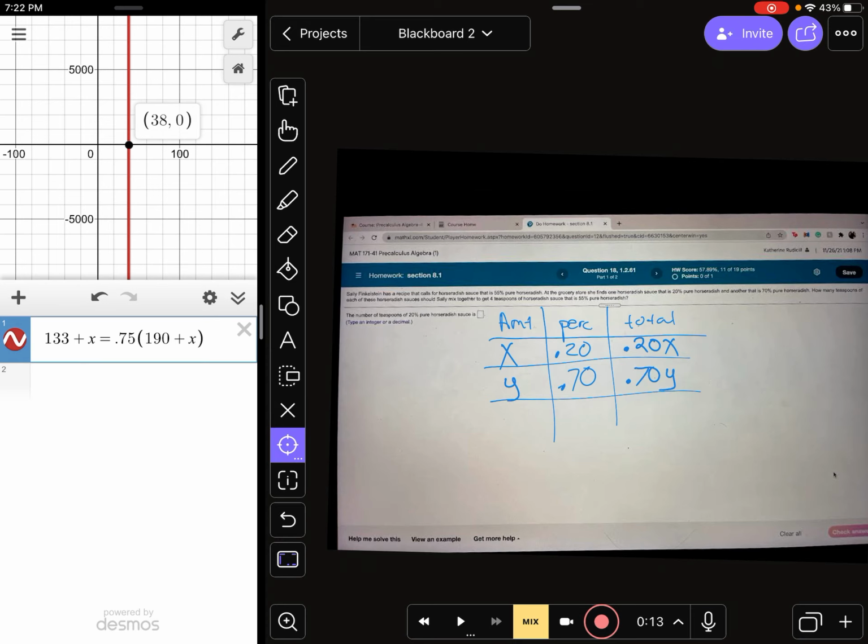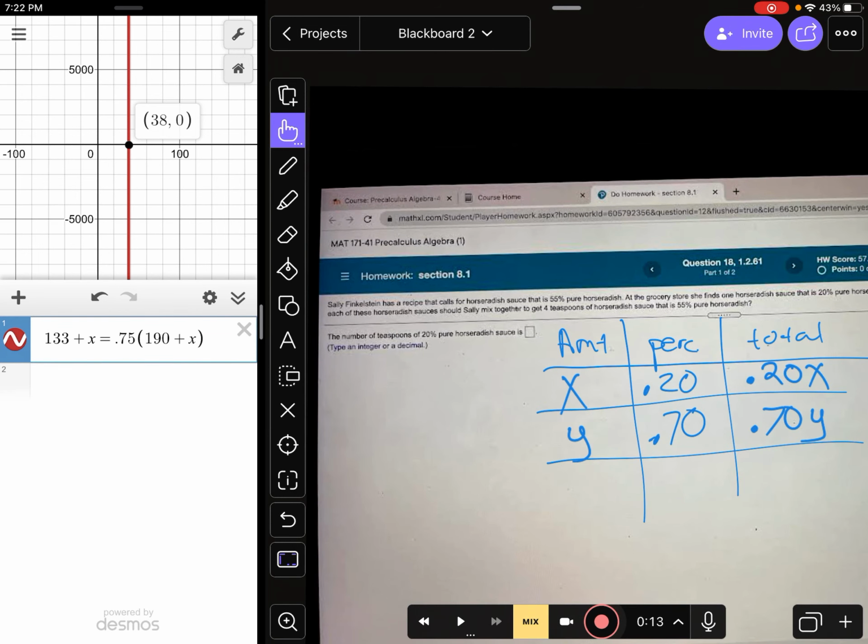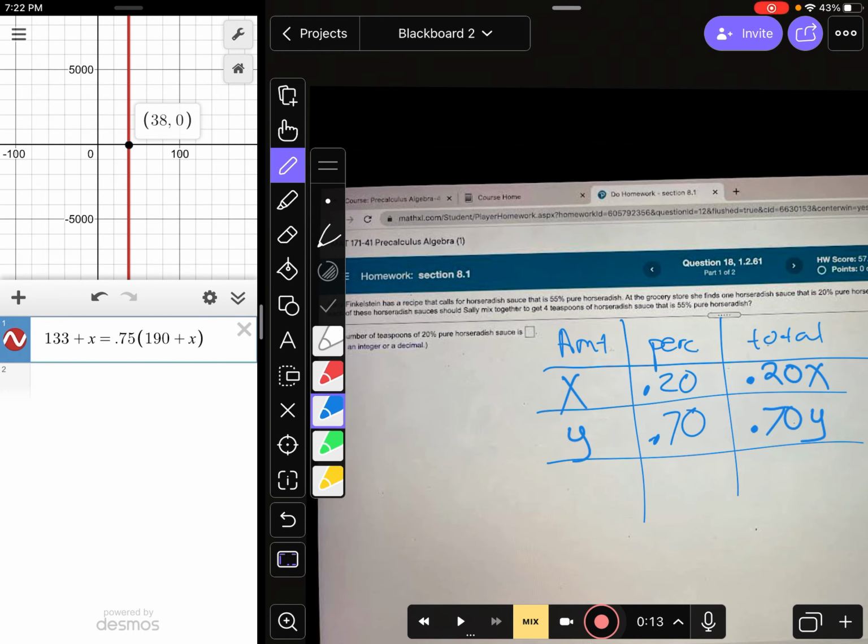And now let's pull out some more information. Let's see what we have here. The recipe right here. Let me kind of zoom in a little bit. So the recipe calls for 55% pure horseradish. So once she's done mixing those together, it should be 55% pure horseradish.